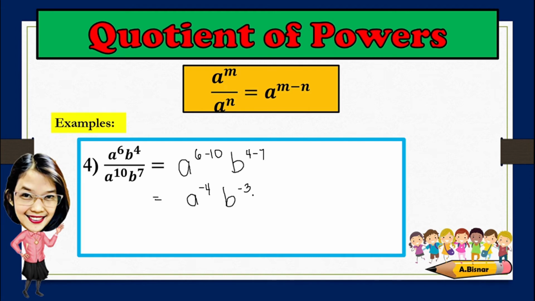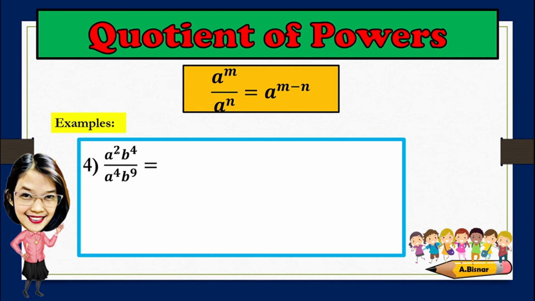And again, we are going to use what we have studied about negative exponents. So this will be equal to 1 over a^4 b^3, because the exponents in here are negative.